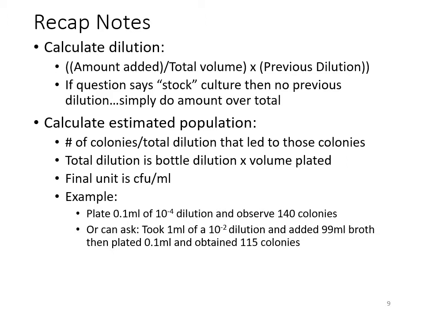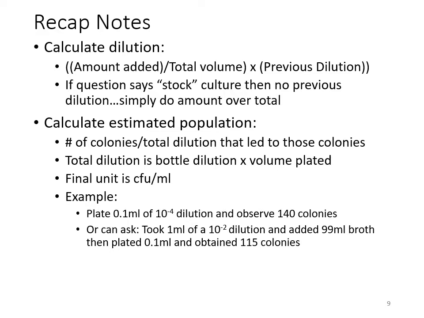And so what you would do is you take your number of colonies, which is 140, and you write that on top of, so 140 over 0.1 times 10 to the minus 4, because these dilutions led to that amount of colonies. And then you would have to make sure to write CFU per ml next to it, because you need to have your final units. Now keep in mind, I would not then have you solve for that.